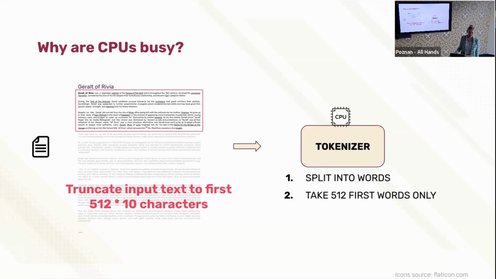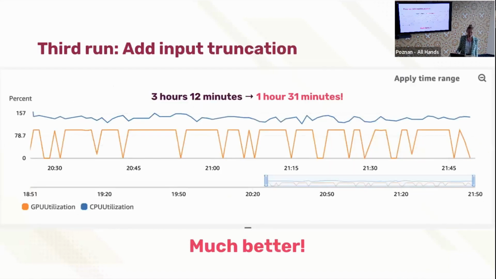Because of that, the idea is we'll just truncate the input text beforehand without having the tokenizer do all the analysis over the entire text. So sounds like a good idea. Let's see how it worked. And it turned out that we have improved the GPU utilization graph pretty visibly. And also the time has now decreased to 1 hour and 31 minutes. So this is even better than before. We're already halfway down in the execution time.